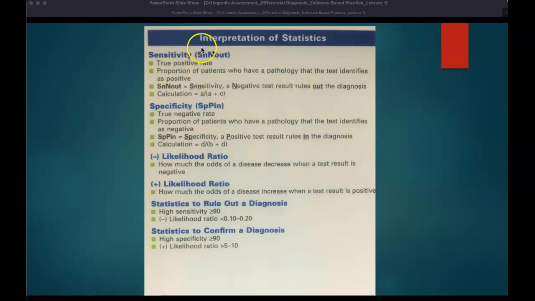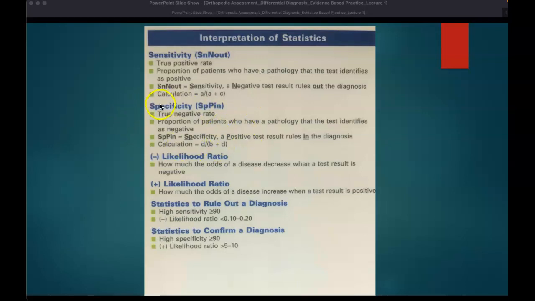And that highly sensitive test is most often going to be linked to a very low negative likelihood ratio, because remember, as we said, the negative likelihood ratio is like the likelihood that the patient doesn't have the pathology. So the lower that negative likelihood ratio is, coupled with a highly sensitive test, then we know it's really likely that the patient does not have the pathology.